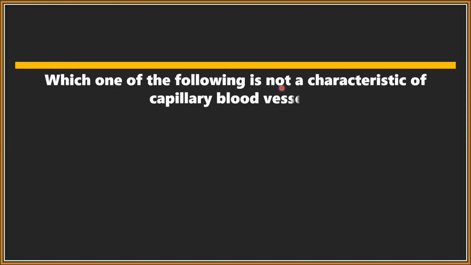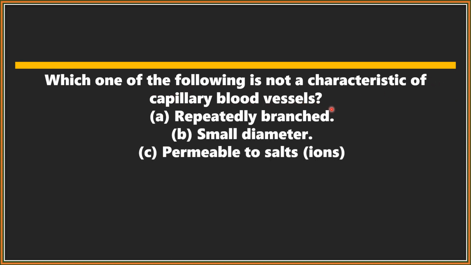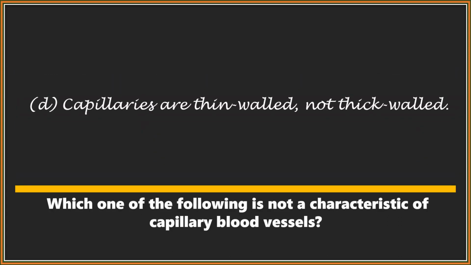Which one of the following is not a characteristic of capillary blood vessels? A. Repeatedly branched. B. Small diameter. C. Permeable to salts, ions. D. Thick-walled. The answer is D. Capillaries are thin-walled, not thick-walled.